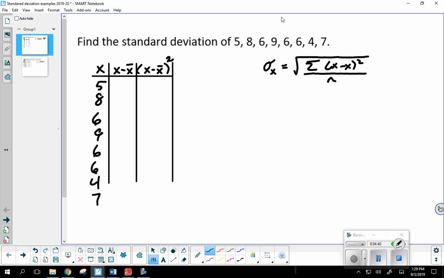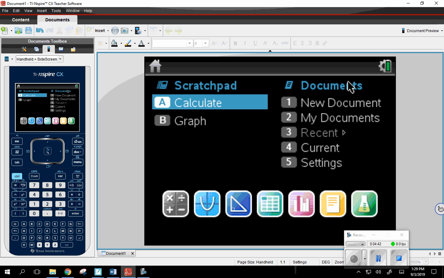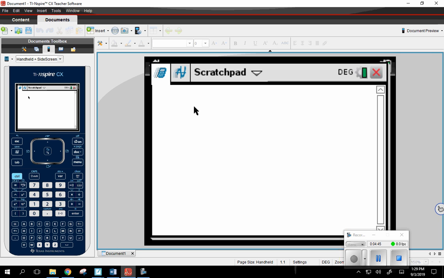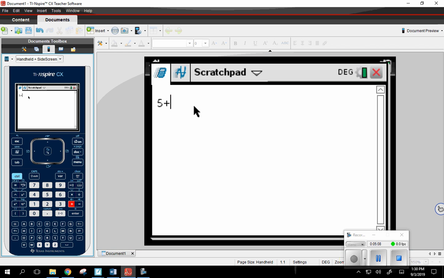Okay, so let's see what we got here. I'm going to go ahead, calculate. All right, so I don't have the numbers in front of me. I had it done a second ago. Of course, I had this, and then the bell rang, and where did I put it? Here we go. All right. Okay. So let's see here. What do we got? 5 plus 8 plus 6 plus 9 plus 6 plus 6 plus 4 plus 7.